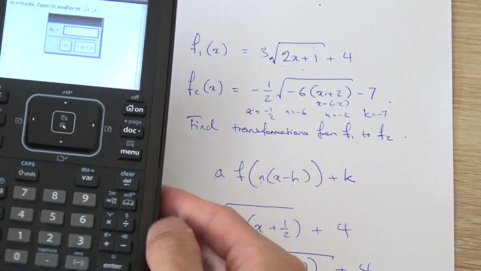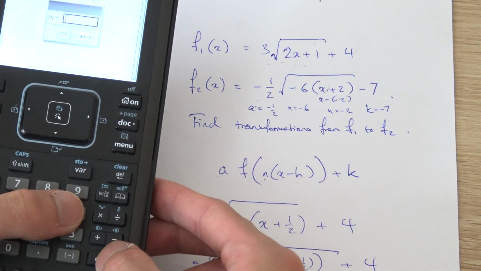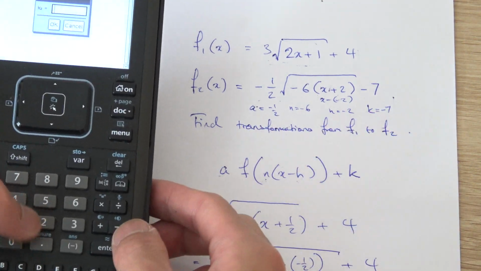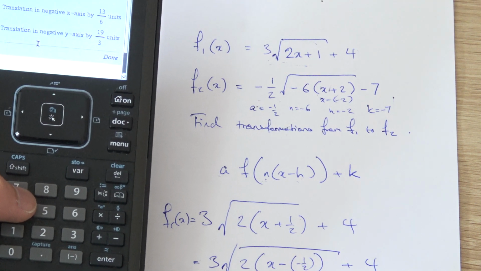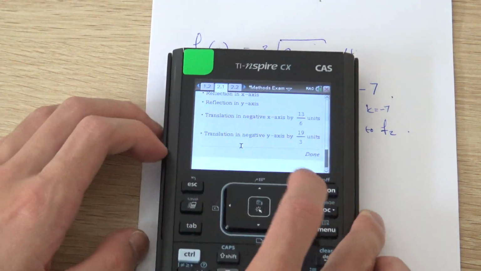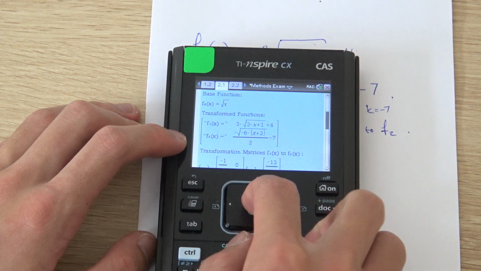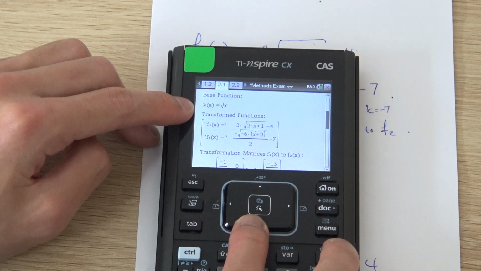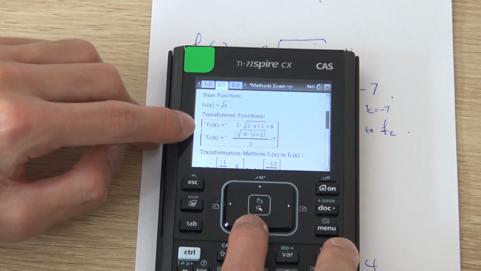So we're just going to punch all those values in. So our a is minus a half. Our n is minus 6. Our h is minus 2. And our k is minus 7. And once you've gotten all those values in, the calculator will do some calculations. And what we have right here, if you click the up arrow key and click into the program, we have a base function that we've put in, which is square root of x. And then we have our transformed functions, which is f1 and f2.